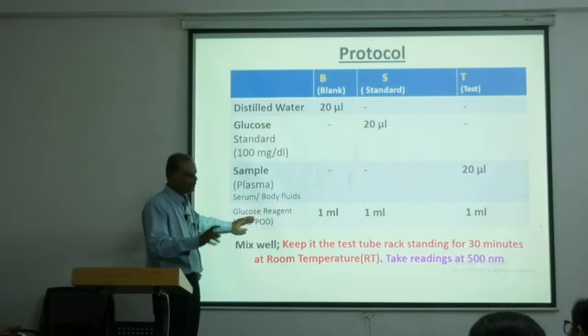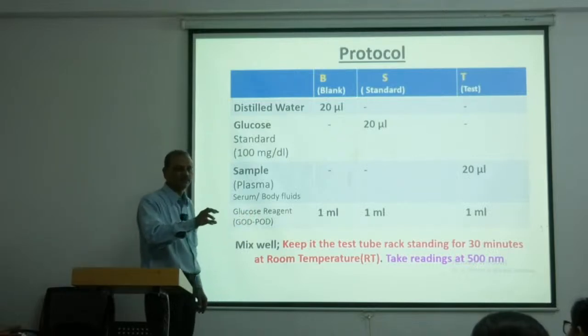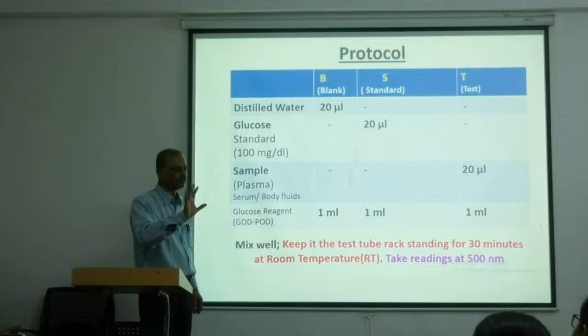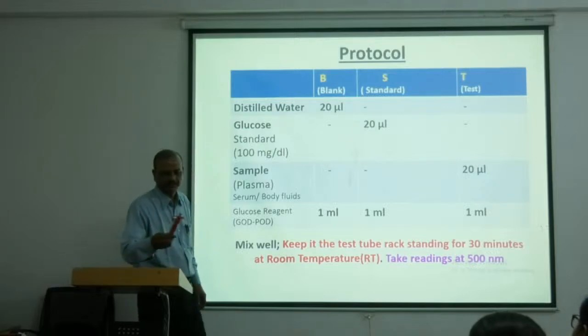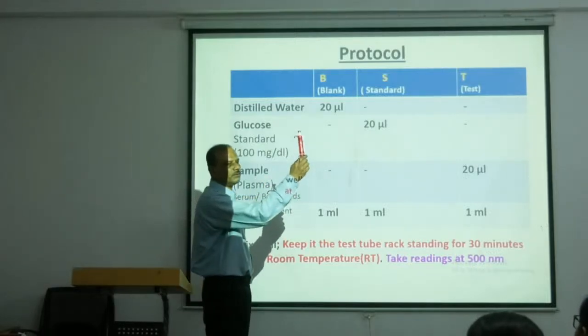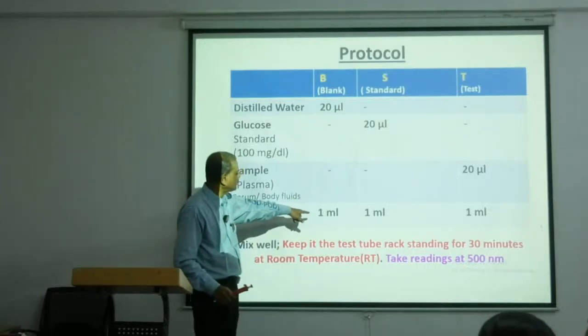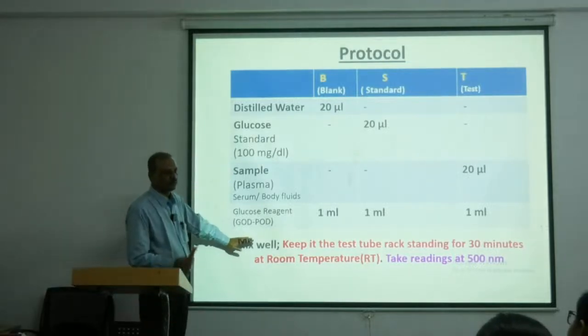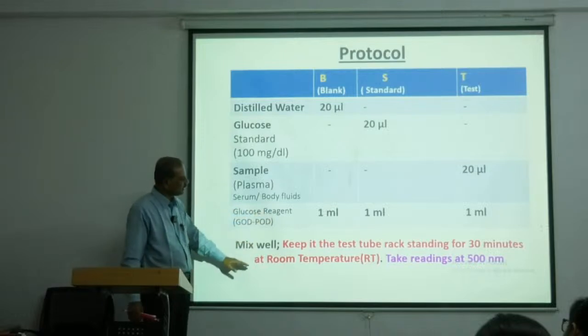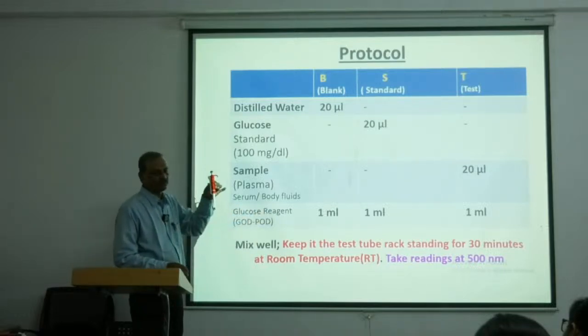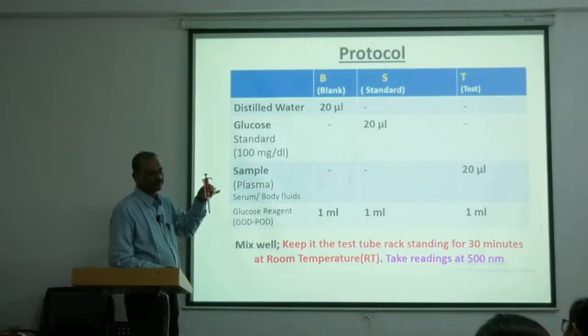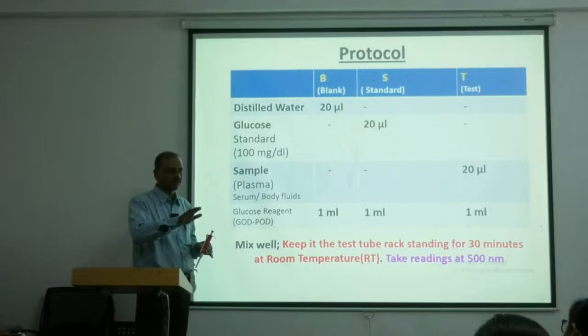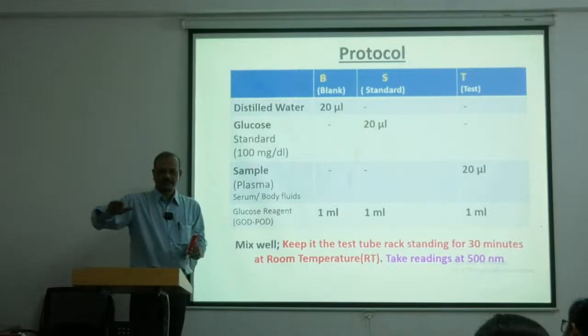So the glucose reagent will have glucose oxidase, peroxidase, and a buffer. That is a ready-made solution. And with the 1000 microliter pipette, that is the 1 ml pipette, you dispense 1 ml directly and then mix well, so that the 10 microliter, 20 microliter gets mixed well with the 1 ml of reagent, and keep it standing in the test tube for 30 minutes at room temperature. And then take the reading at 500 nanometer. And you will see the color changes during that 30 minutes.